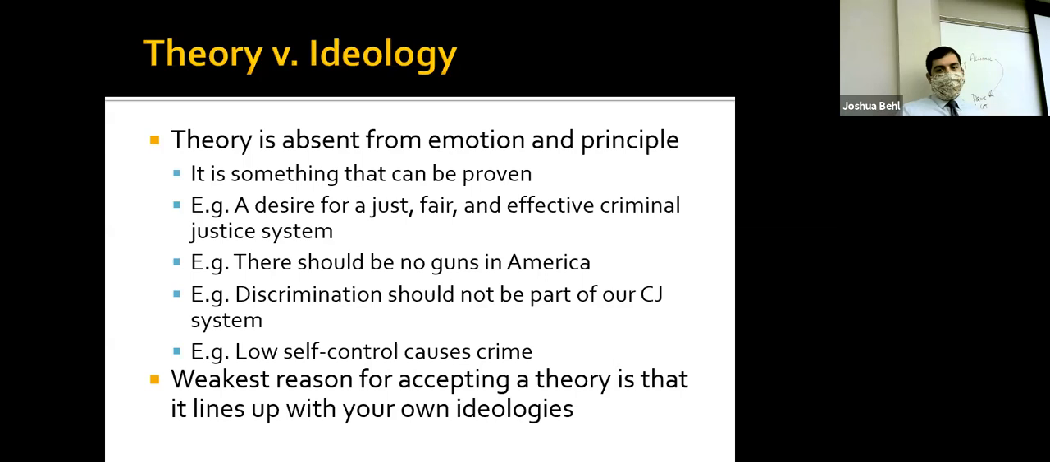A desire for a just, fair, and effective criminal justice system is not a theory, right? That is something that we can all strive for, something we should strive for. That's not a theory. There should be no guns in America is not a theory. Discrimination should not be part of our criminal justice system is not a theory. Those are all fine ideas. I have no problem with any one of those ideas if that's what you believe, but that is not a theoretical idea. Low self-control causes crime is a theory, right? And something that can be tested, and it has clear hypotheses and measurements, right?